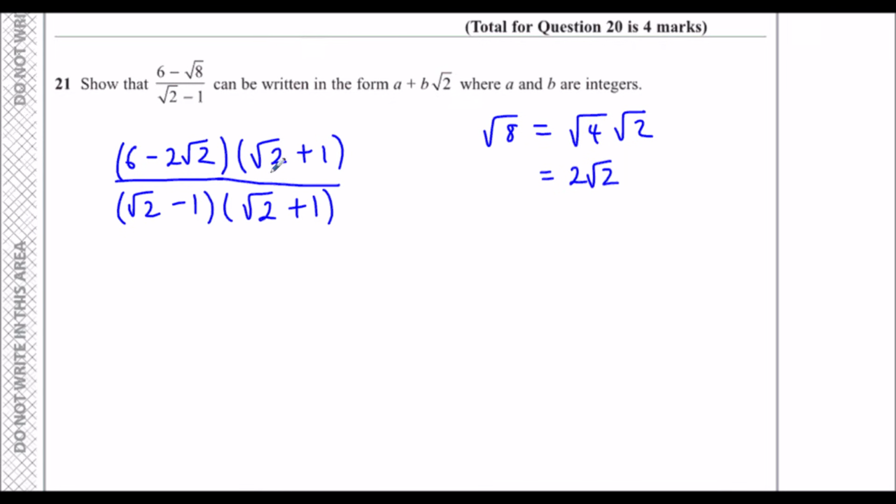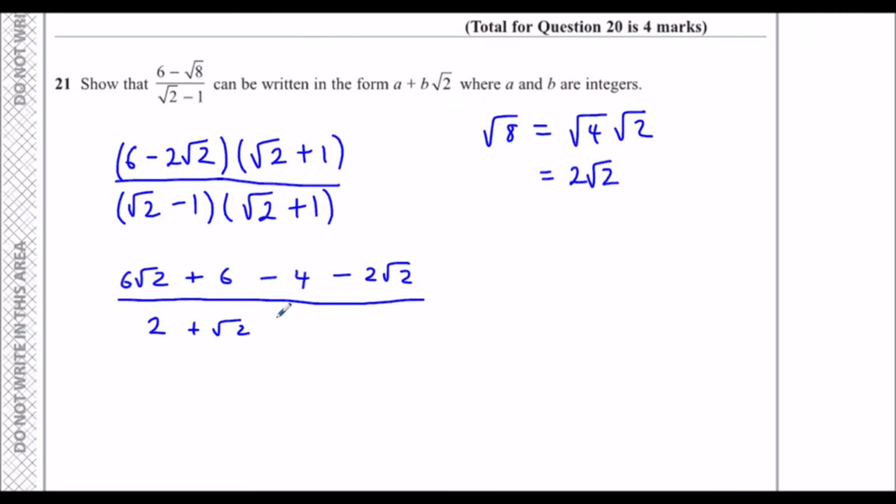So if I expand the bracket, 6 times root 2 is 6 root 2. 6 ones are 6. Negative 2 root 2 times root 2 is, well, root 2 times root 2 is 2, and 2 times 2 is 4, so it's negative 4. And negative 2 root 2 times 1 is negative 2 root 2. And that's over. Root 2 times root 2 is 2. Root 2 times 1 is root 2. Negative 1 times root 2 is negative root 2. And negative 1 times positive 1 is negative 1.